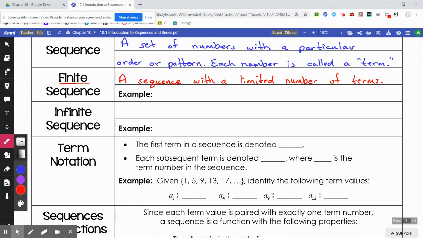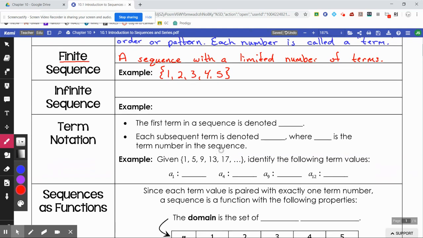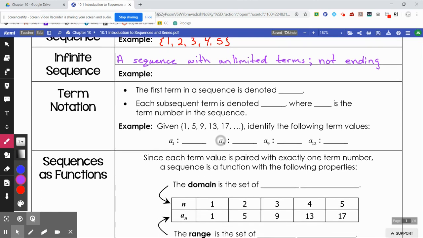An example of that, if you had the sequence 1, 2, 3, 4, 5, notice the pattern there, but if it stops and it doesn't continue on forever, that's called a finite sequence. So the opposite of that would be an infinite sequence. An infinite sequence is a sequence with unlimited terms, so it has no ending. And we know what infinite means, and that's exactly what we see with an infinite sequence.